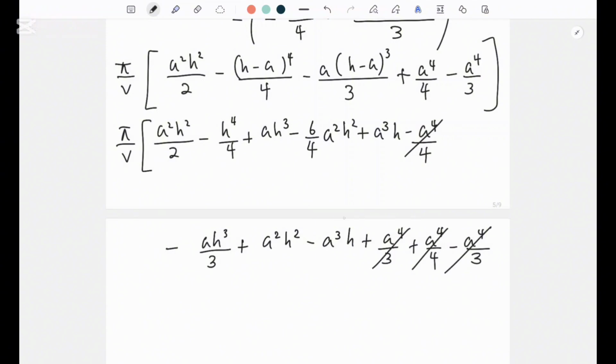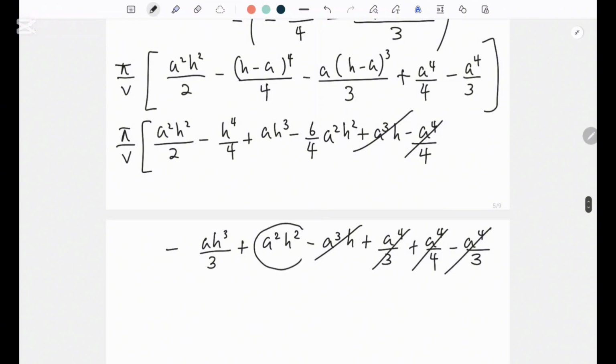Anything you guys notice? Okay, we can cancel off. There it is. What else? What else can we cancel off? Oh, can you guys see? A squared into h squared plus a squared into h squared over 2 is 3 over 2 a squared h squared, right? So 3 over 2 a squared h squared minus 6 over 4 a squared h squared is 0, right? So 6 over 4 is 3 over 2, so that will cancel off. They will also cancel off.